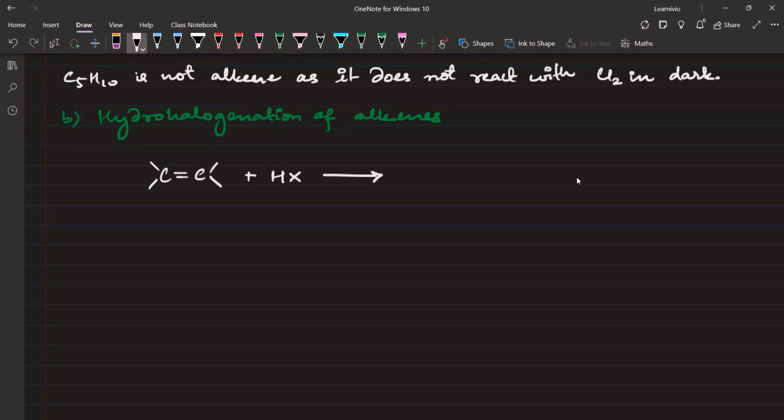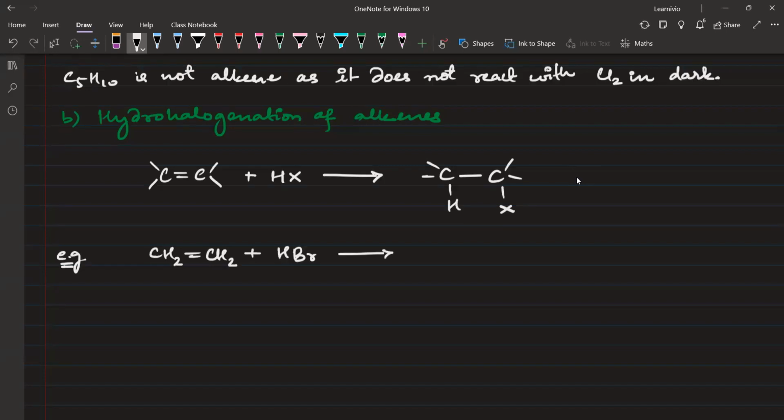What is going to happen here? One of the carbon atoms will get hydrogen, the other carbon atom will get halogen. For example, if you have CH2 double bond CH2 plus HBr, then let us suppose this first carbon atom is getting hydrogen. It will become from CH2 to CH3. Double bond will be converted to single bond, and you will have CH2. The CH2 will get a bromine atom like this.